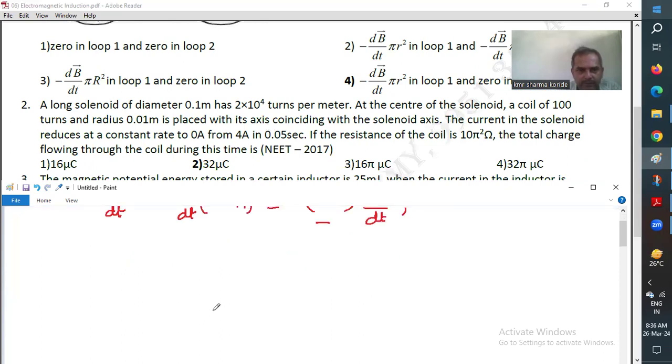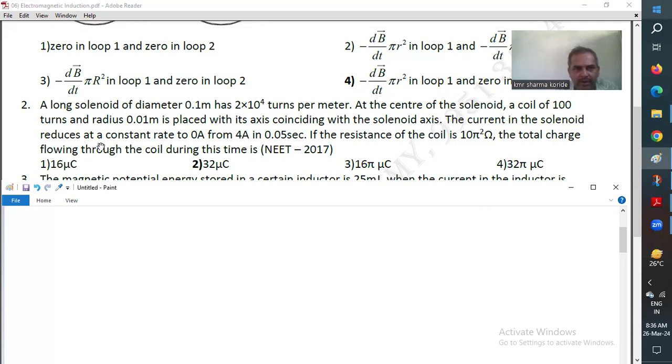Moving to the next question. A long solenoid of diameter 0.1 meters has 2 into 10 to the power of 4 turns per meter. At the center of the solenoid, a coil of 100 turns and radius 0.01 meters is placed. So at the center of the solenoid, there is another coil placed, with its axis coinciding with the solenoid axis.